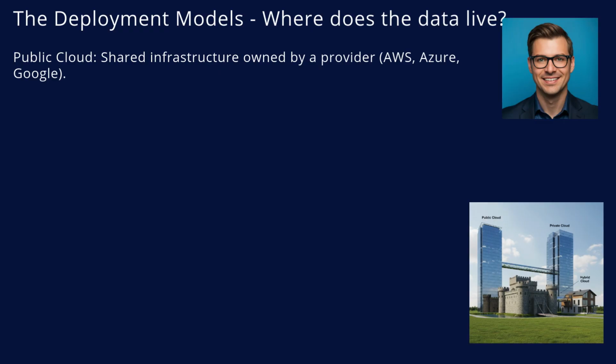Now, let's look at where these services live. These are the deployment models. First, the public cloud. Think of AWS, Azure, or Google Cloud. This is shared infrastructure. It is massive, scalable, and cost-effective, but you share the hardware with other tenants.